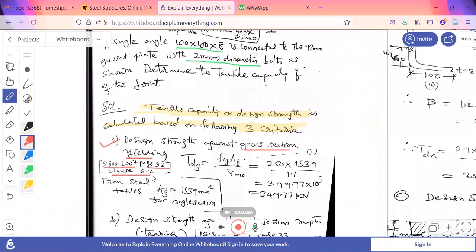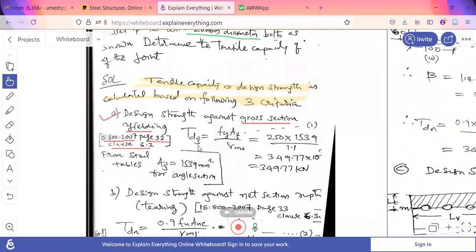You have to write it clearly in the notes. When you solve the problem, you should not forget to write the page number of the code book. Write IS 800 2007 clause 6.2 properly. So Fy Ag by gamma m naught. Here, referring the steel table, Ag is the area of the angle section. 1539 is the value of Ag. Remaining two values are just substituted, 250 and 1.1.